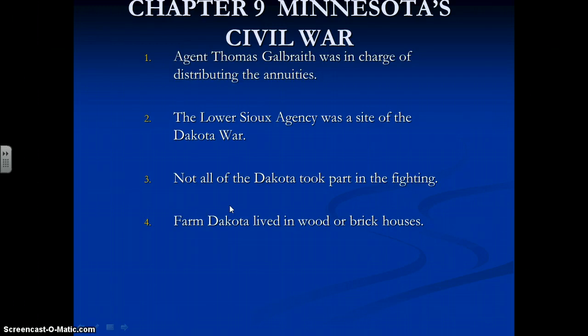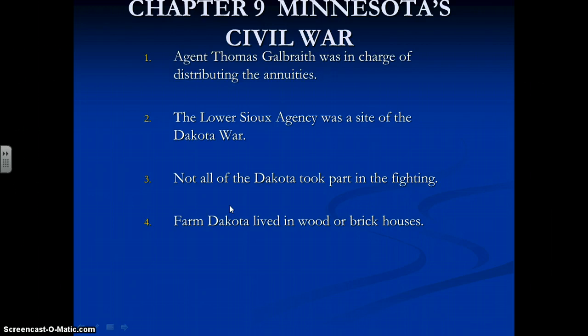And that was his job when the United States sent the money. It was his job to distribute it to the Indians on the reservation. Number 2 is the Lower Sioux Agency was a site of the Dakota War. In fact, I believe that's where it began, at the Lower Sioux Agency, right there on the reservation.